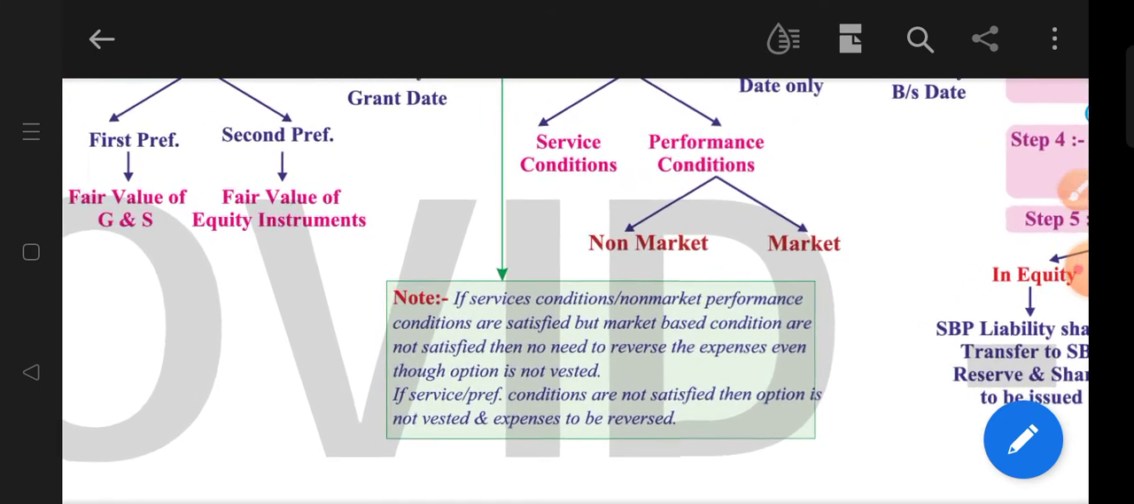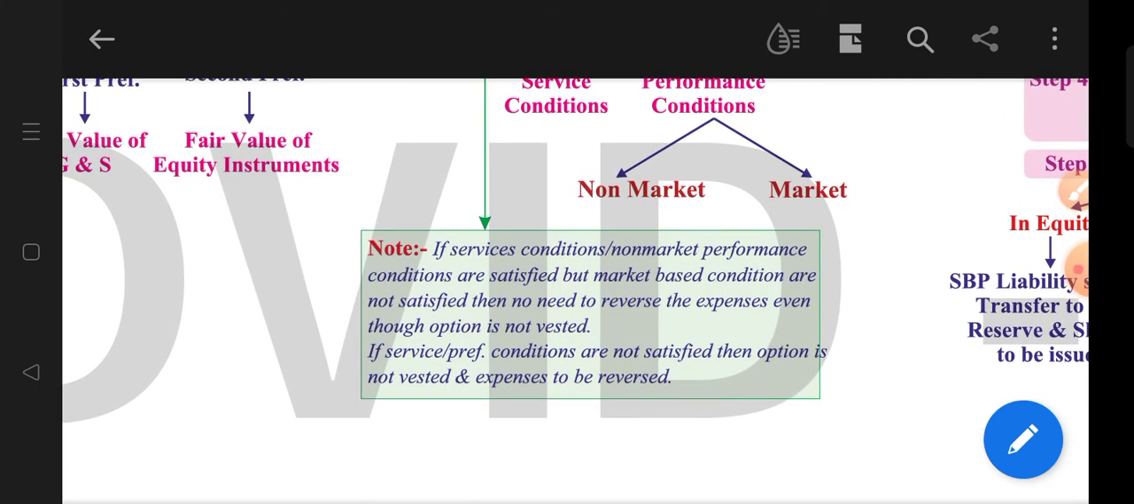Okay, then they have given a note, if the service conditions or non market performance conditions are satisfied but market based conditions are not satisfied, then no need to reverse the expenses even though the option is not vested. Means what they are telling now, if the service conditions or non market conditions are satisfied but market conditions are not satisfied, then no need to reverse the expenses even though the option is not vested. If service or performance conditions are not satisfied, then option is not vested and expenses have to be reversed.